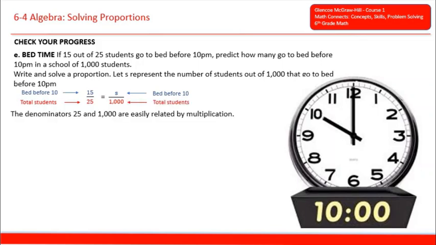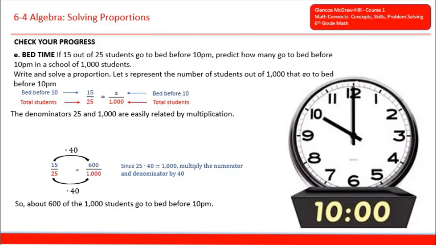The denominators 25 and 1,000 are easily related by multiplication. So we can multiply 25 by some number to get 1,000. 15 out of 25. And since 25 times 40 equals 1,000, we're going to multiply the numerator and denominator by 40. 15 times 40, 25 times 40, and that equals 600 out of 1,000. So about 600 of the 1,000 students go to bed before 10.